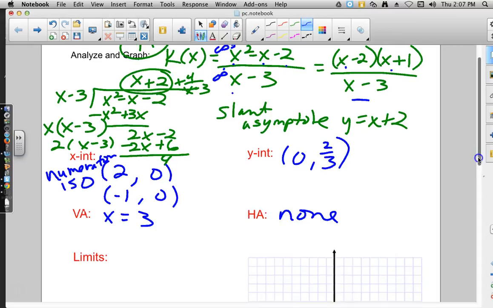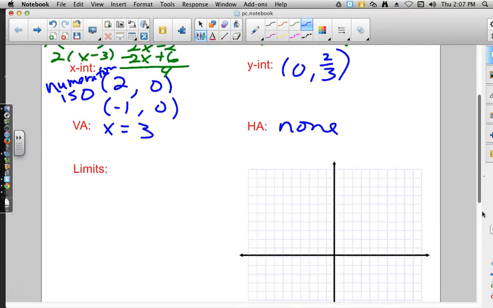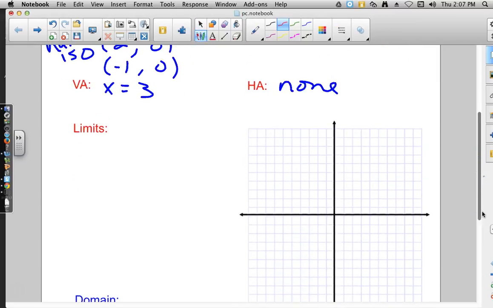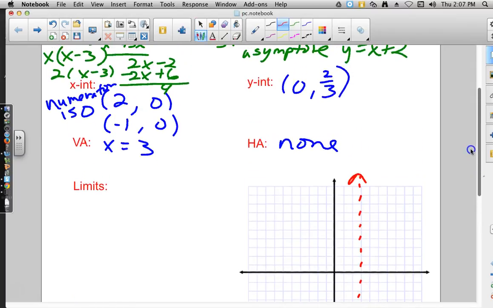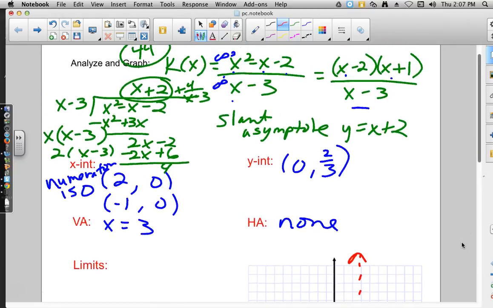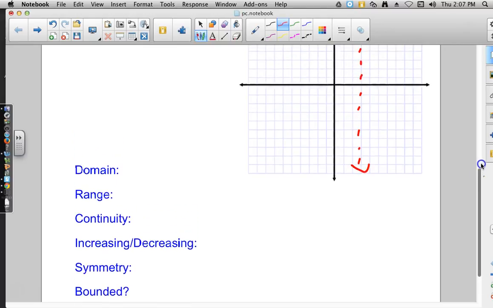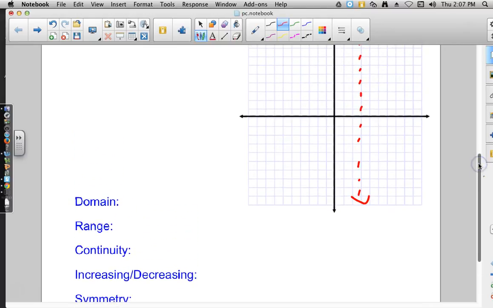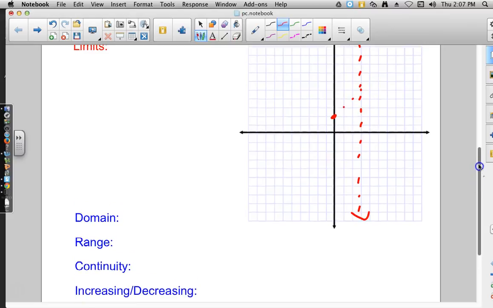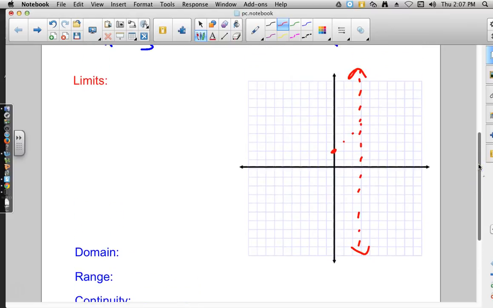So we have some points on here, and we also have some asymptotes that we know that we're not going to use. So vertical asymptote is at x equals 3. And we had a slant asymptote, which was at y equals x plus 2. So we want to get that on, and if it's y equals x plus 2, that's just y equals mx plus b. So we're going to go up to 2, and then we're going to go ahead and go up 1 and over 1, and that will give us our asymptote.